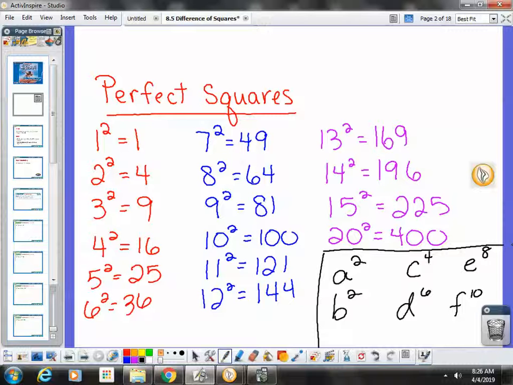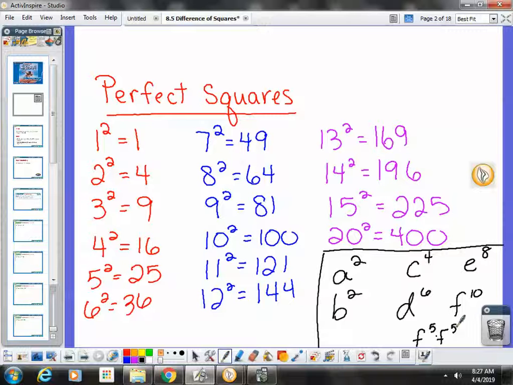To be a perfect square, that means a number times itself would give you this number. For example, f to the 10th. If I take f to the 5th power times f to the 5th power, doesn't that give me f to the 10th power? Okay. When we multiply variables, we add their exponents. So is d cubed times d cubed, d to the 6th power? And e to the 4th times e to the 4th, e to the 8th? c squared times c squared is c to the 4th? Okay. These are also perfect squares.